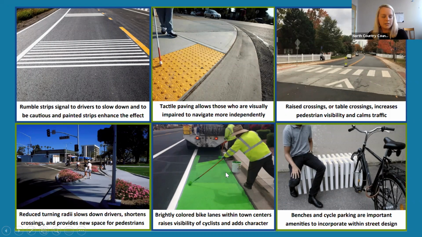Brightly colored bike lanes. I don't know if you've ever seen any of these before. I know that there are some in Albany, New York with this bright green color. I was not a fan at first, but this is nice because it can add some character and raise the visibility of cyclists. And again, benches and having those amenities that are along the street, but not necessarily embedded in the street.